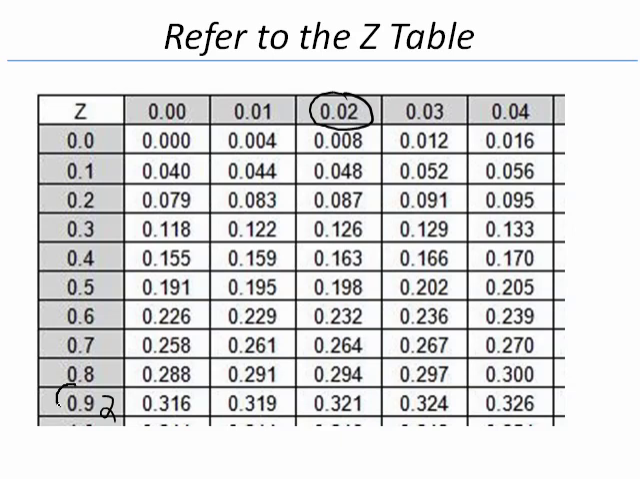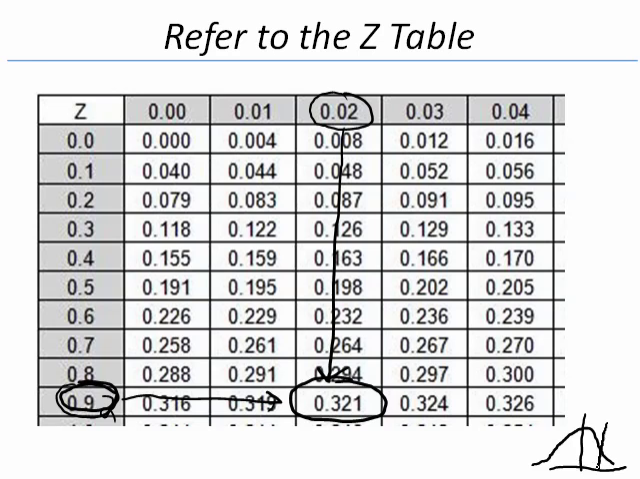So we'll go ahead, and here's our 0.9, and we'll move along to the right. And from up here, our 0.02, and we'll move along down. And they meet at 0.321. The 0.321 tells us that the proportion of scores that are between the mean and a z of 0.92, this area here, represents 0.321.